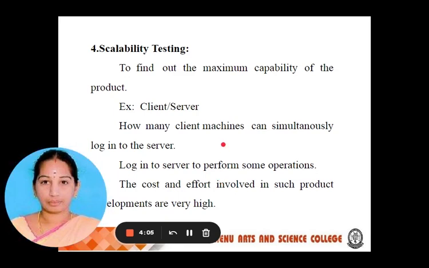Okay. And then the next one is scalability testing. It is to find out the maximum capability of a product, and also it measures the maximum capacity of a product. Let's take an example of client server. How many client machines can simultaneously log into the server? So in a lab, the server is a single system, and through the server we can connect a number of systems. So that's an example of scalability testing.